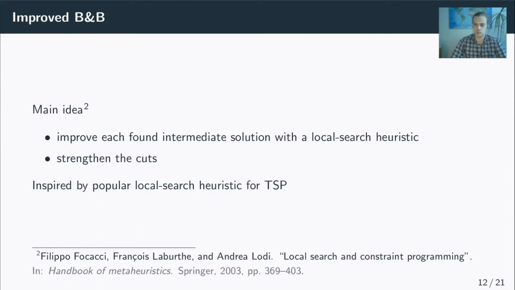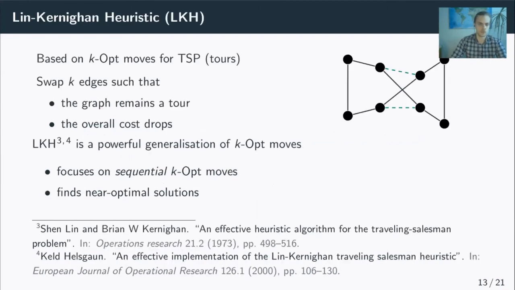We'll use a local search heuristic which is inspired by some popular one for the traveling salesman problem. That is the Lin-Kernighan heuristic. It is based on k-opt moves for the TSP, where you don't want to find a tree but a min-cost tour, so basically a spanning cycle.